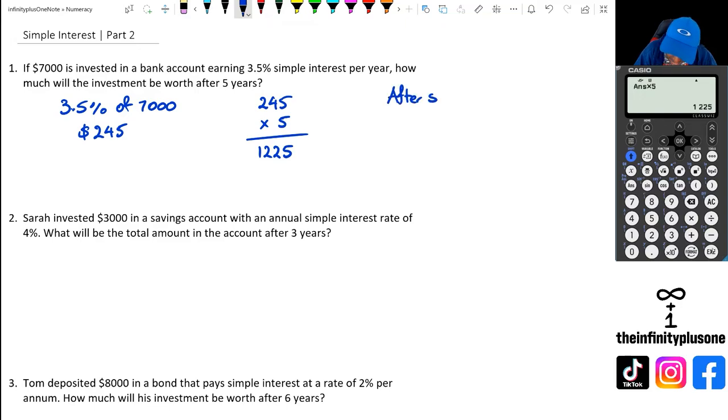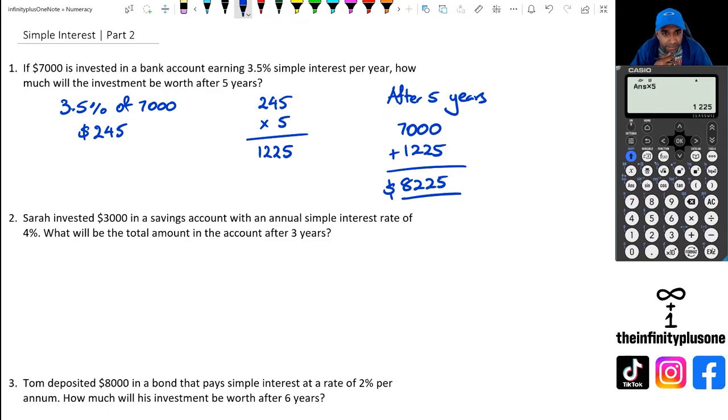So what we're going to say is after 5 years, it is going to be 7,000 plus 1,225, which equals $8,225. It's a fairly decent bit of interest there. All right, so of course you got to pay tax, but that's a different story.